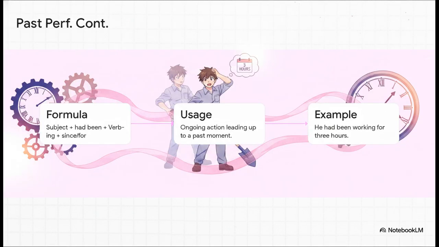Rounding out our historical journey is the past perfect continuous. Subject plus had been plus the ing verb along with since or for. He had been working for 3 hours. You'd use this for an ongoing action in the past that led right up to another moment in the past. It perfectly mirrors our present perfect continuous version, just shifted entirely into the rear view mirror.